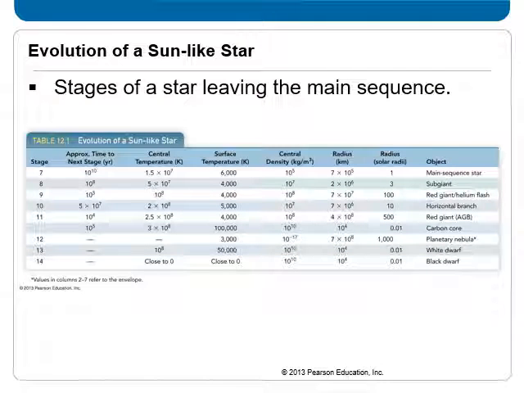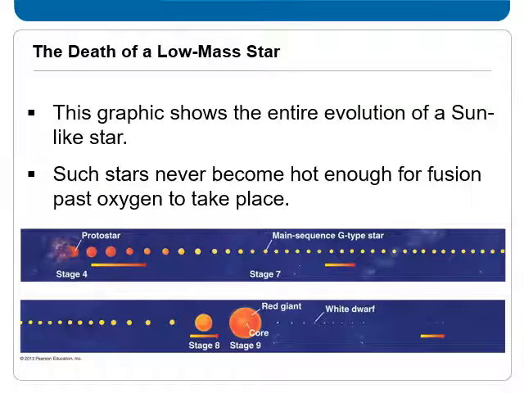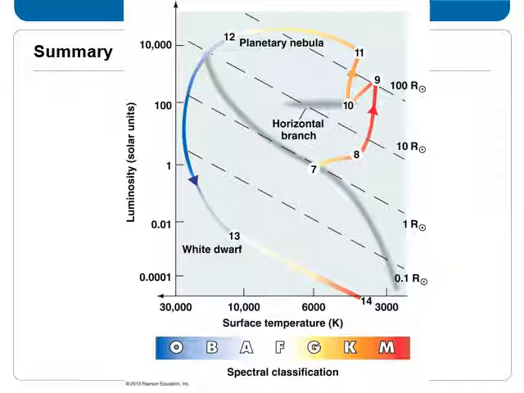Pearson Education offers this table showing the amounts of time the star spends in each step, and how big, luminous, massive, and hot it is. This graphic shows the entire evolution of a Sun-like star, giving a relative sense of how long each stage takes. In summary, a low-mass star makes a predictable, circuitous journey on the HR diagram as it dies. It becomes a red giant, then an AGB star, then a planetary nebula, and finally a white dwarf.